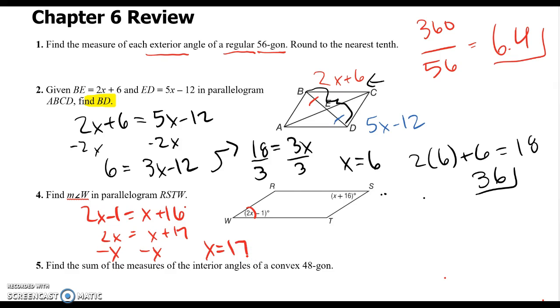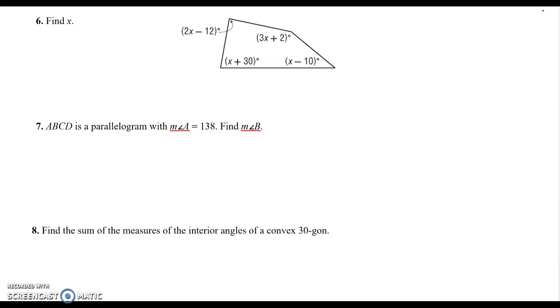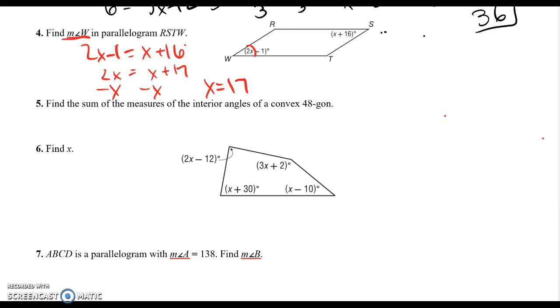Again, that's not what they wanted. We have to find the measure of W. So we need to plug it in. Let's pause. Alright, sorry about that. We just found x, right? And they wanted the measure of angle W on number 4. So we have to plug that in to find W. So 2 times 17 minus 1, and that's going to be equal to 33.